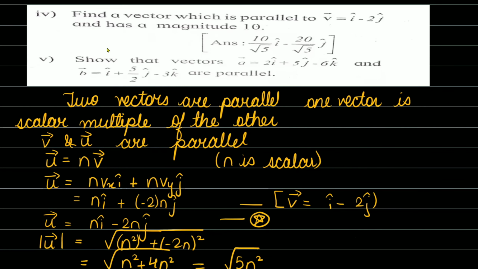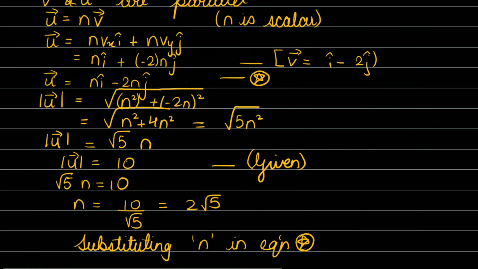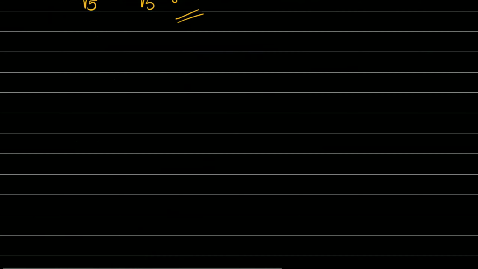Now let's come to our fifth question. Show that vectors A vector, which is 2 i cap plus 5 j cap minus 6 k cap, and B vector, i cap plus 5 by 2 j cap minus 3 k cap, are parallel. So we have to show that both of these vectors, vector A and vector B, are parallel. So consider question number 5.